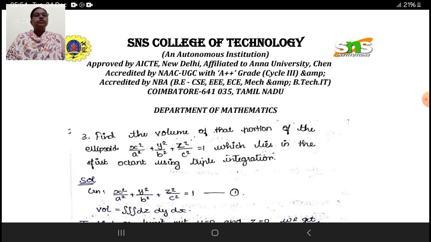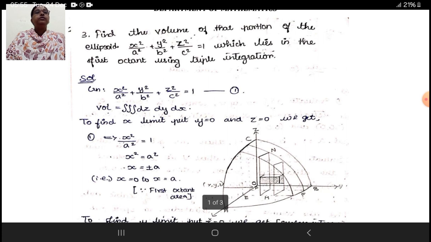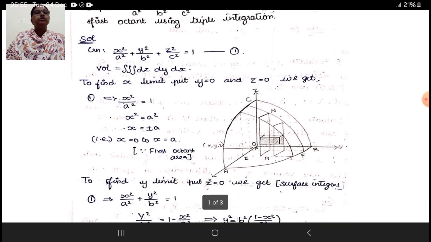Today we are going to discuss how to find the volume of the portion of the ellipsoid x square by a square plus y square by b square plus z square by c square equal to 1, which lies in the first octant, using triple integration. So we can move on to the solution part.